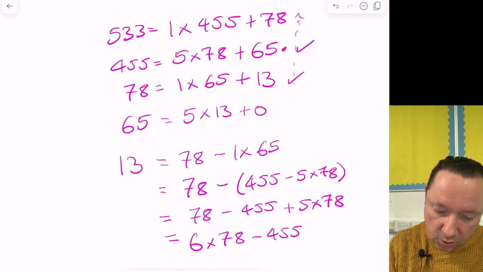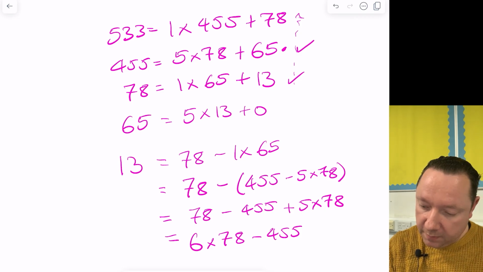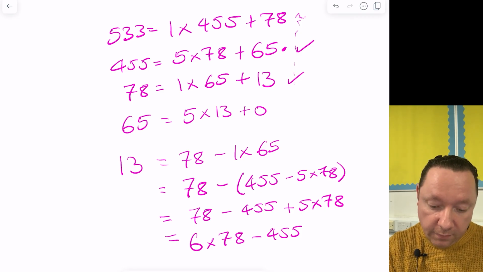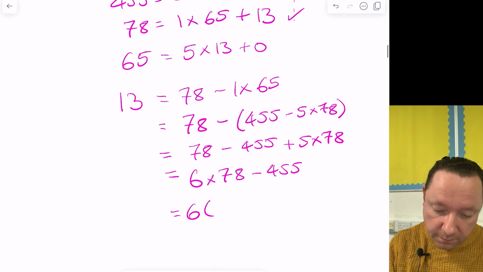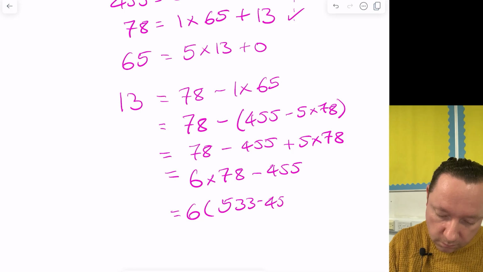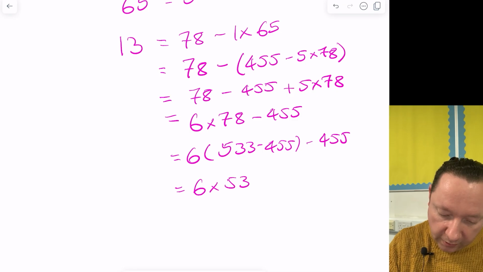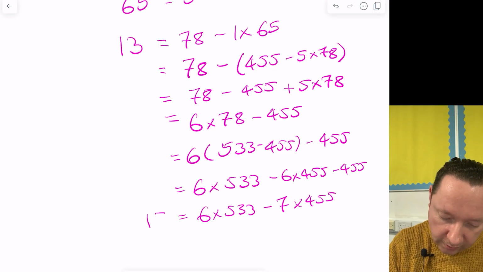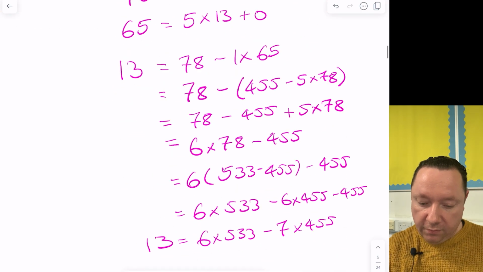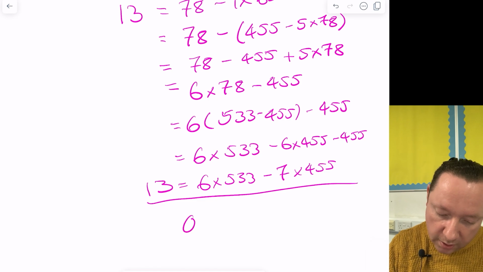So we've done that. So then 78 is 533 minus 455. So that's 6 lots of 533 minus 455. And we've still got 455 on the end. So that's 6 times 533 minus 6 times 455 minus 455, 6 times 533 minus 7 times 455 is equal to 13. And that's what we want, 533 and 455. So just to answer the question, a equals 6 and b equals negative 7.